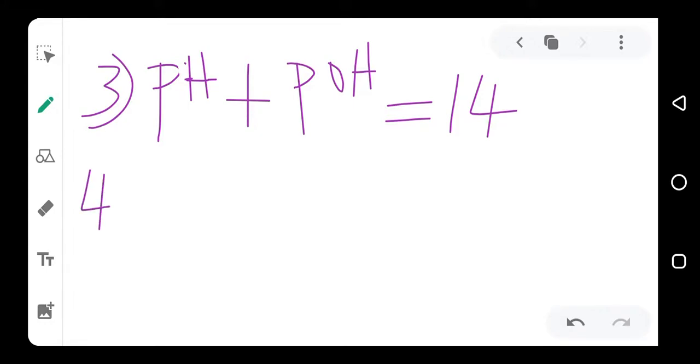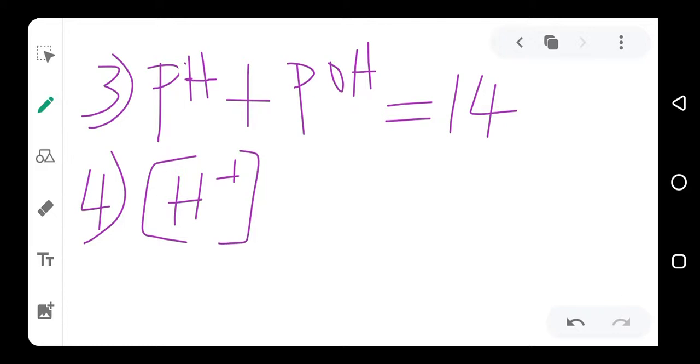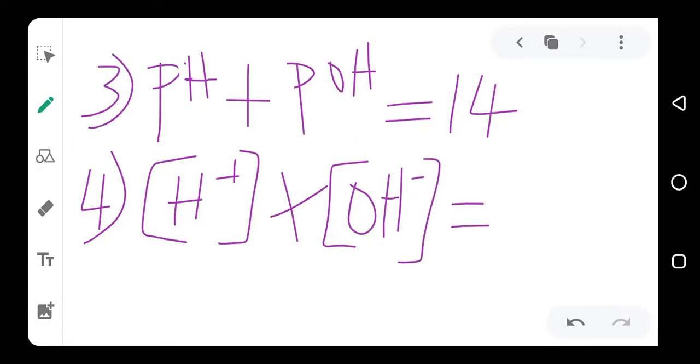Number four to know is this, that the product of hydrogen ion concentration and hydroxyl ion concentration is always equal to 10 raised to power negative 14. Hydrogen ion concentration multiplied by hydroxyl ion concentration always gives us 10 raised to power negative 14.